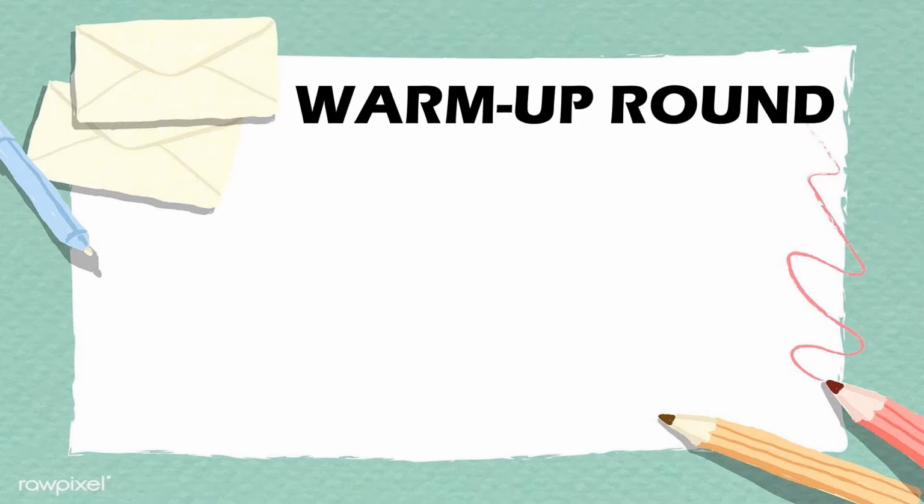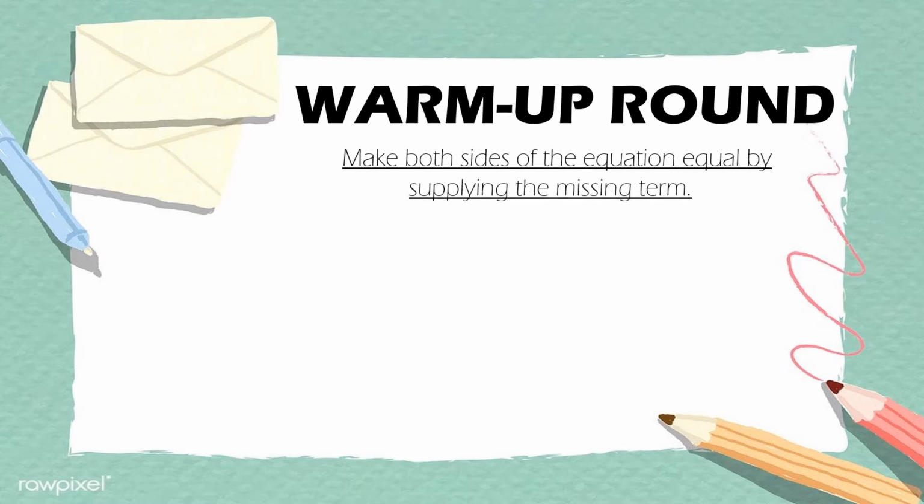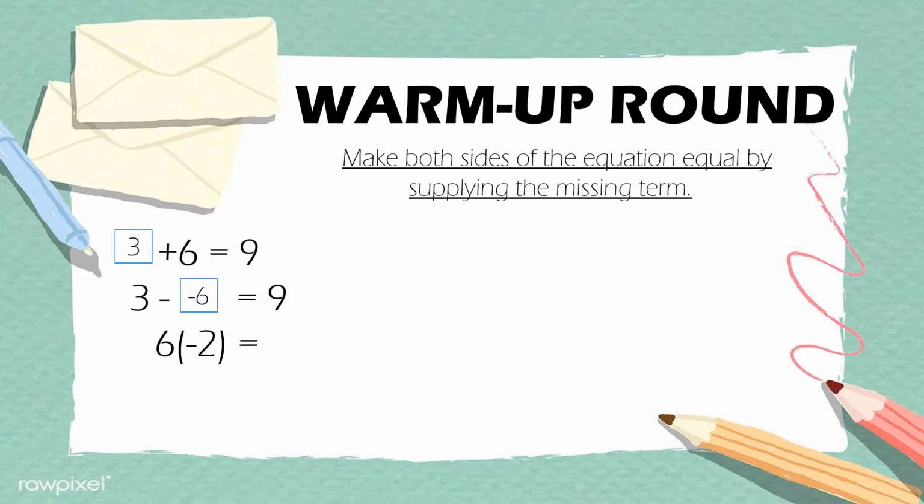For the warm-up round, make both sides of the equation equal by supplying the missing term. What number is to be added to 6 to make it positive 9? What number is to be subtracted from 3 that makes it positive 9? What is the product of 6 and negative 2?